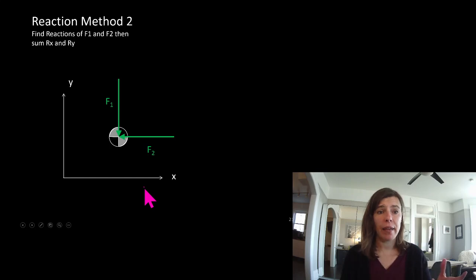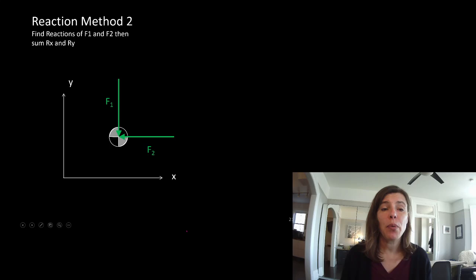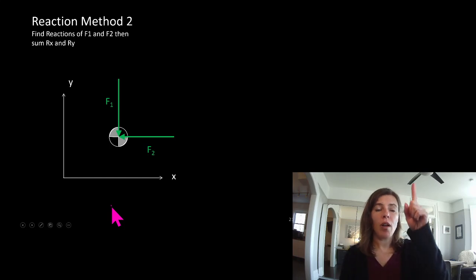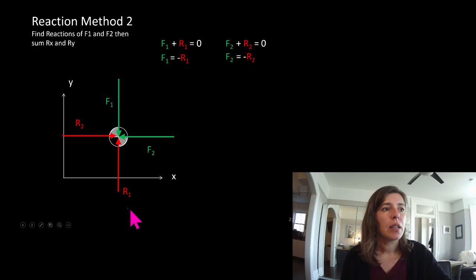We can do it a second way. We can find the reactions of F1 and F2 if we wanted, and then sum the reactions of Rx and Ry to find the total reaction. We know that this thing isn't sliding in this direction, so there must be an equal and opposite force pushing against it. We know this object isn't falling down to the ground, so there must be an equal and opposite reaction in the y direction that stops it from moving. So R1 in the y direction is counteracting F1. R2 in the x direction is counteracting F2.